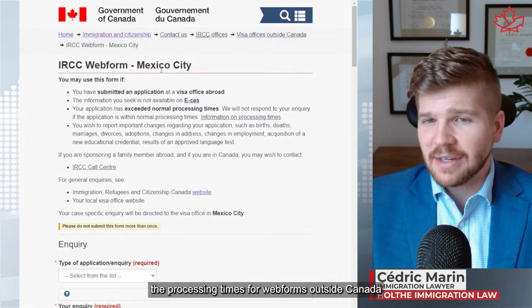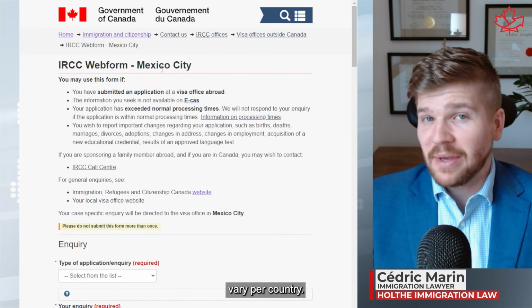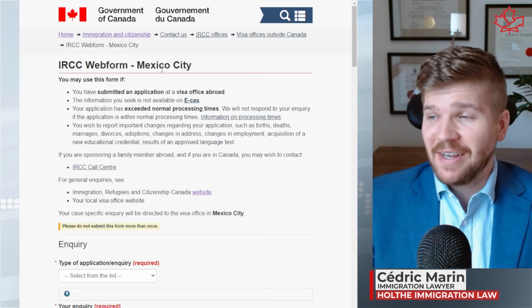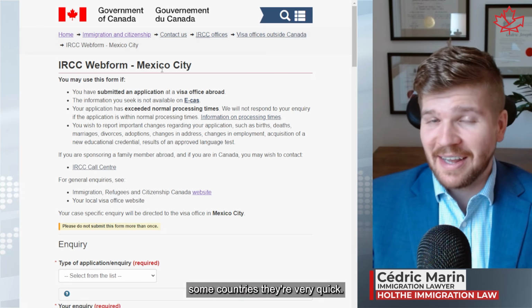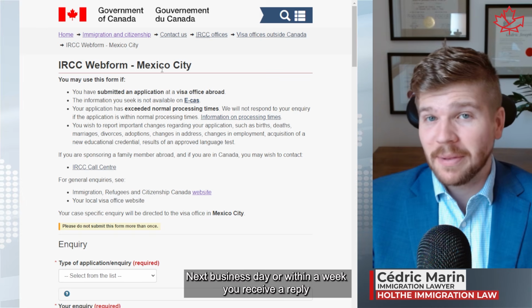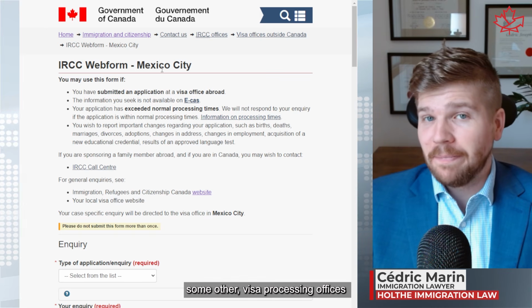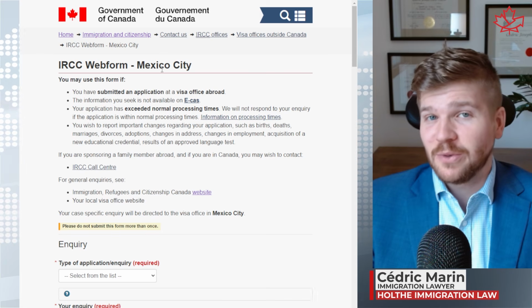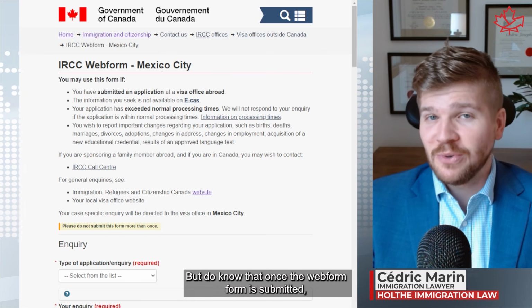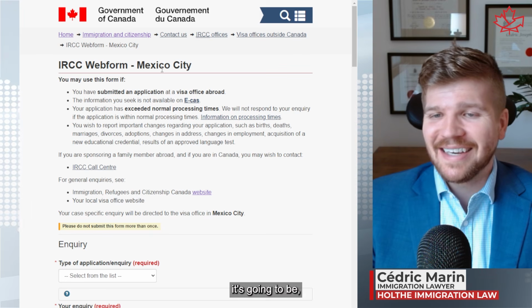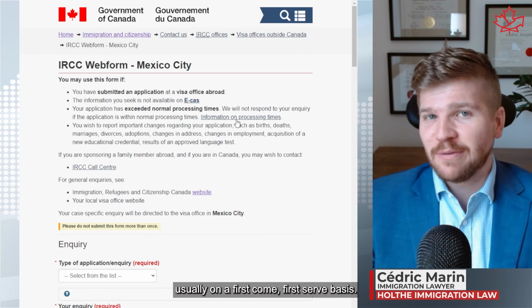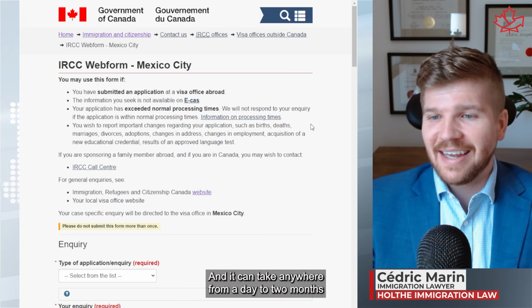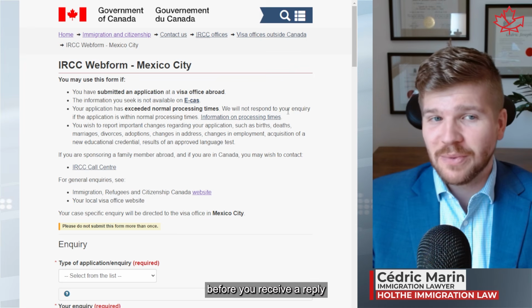The processing times for web forms outside Canada vary per country. Some countries are very quick. Next business day or within a week, you receive a reply. And some other visa processing offices take 2 months to get back on a web form. So it really depends on the specific office, but do know that once the web form is submitted, it's going to be processed usually on a first come, first served basis, and it can take anywhere from a day to 2 months before you receive a reply.